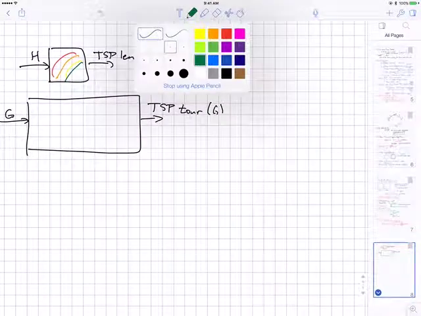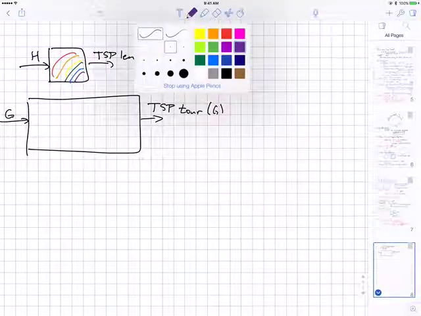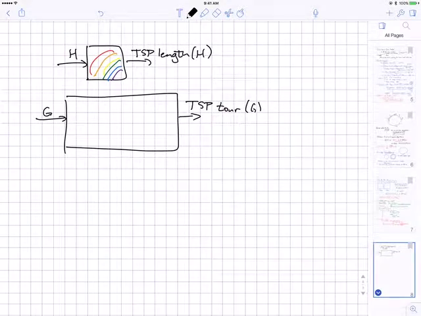But I want to eventually get there. There's a rainbow, so it must be magic. Okay. I know that has got to be the world's crappiest rainbow, but whatever.